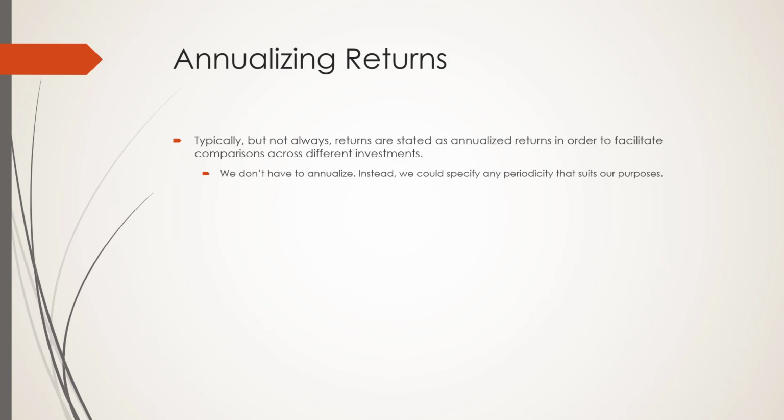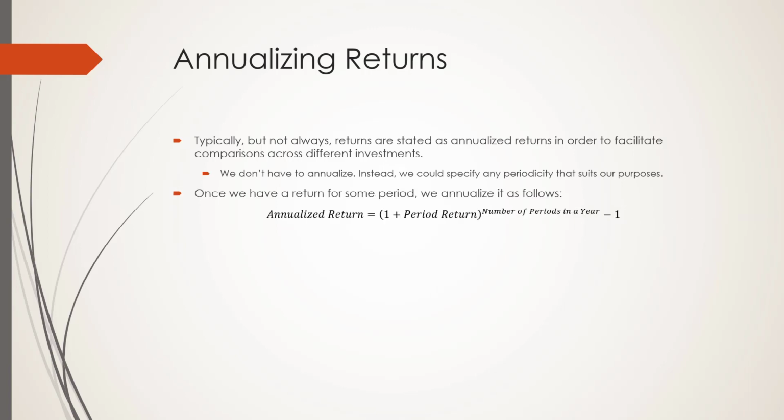Now, annualizing returns, this is just basic time value of money. So once we have a return for some period of time, could be, again, a day, a week, a month, a year, whatever it is, to annualize it, we simply take 1 plus that return, and then we raise it to the number of periods in a year. So if we have daily returns and we want to annualize them, it would be 1 plus the daily return to the 365th power, because there's 365 days in a year. And then, of course, we need to subtract 1.